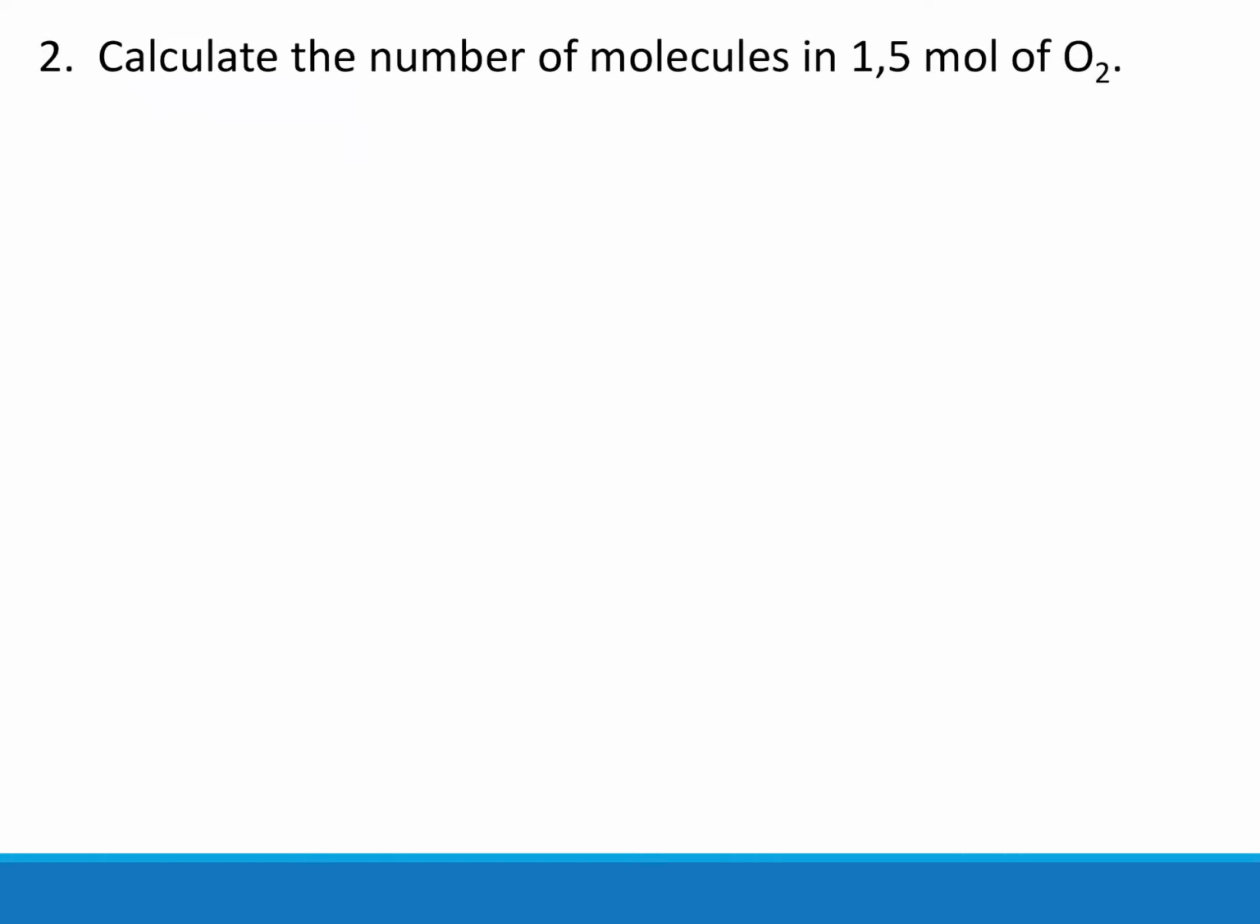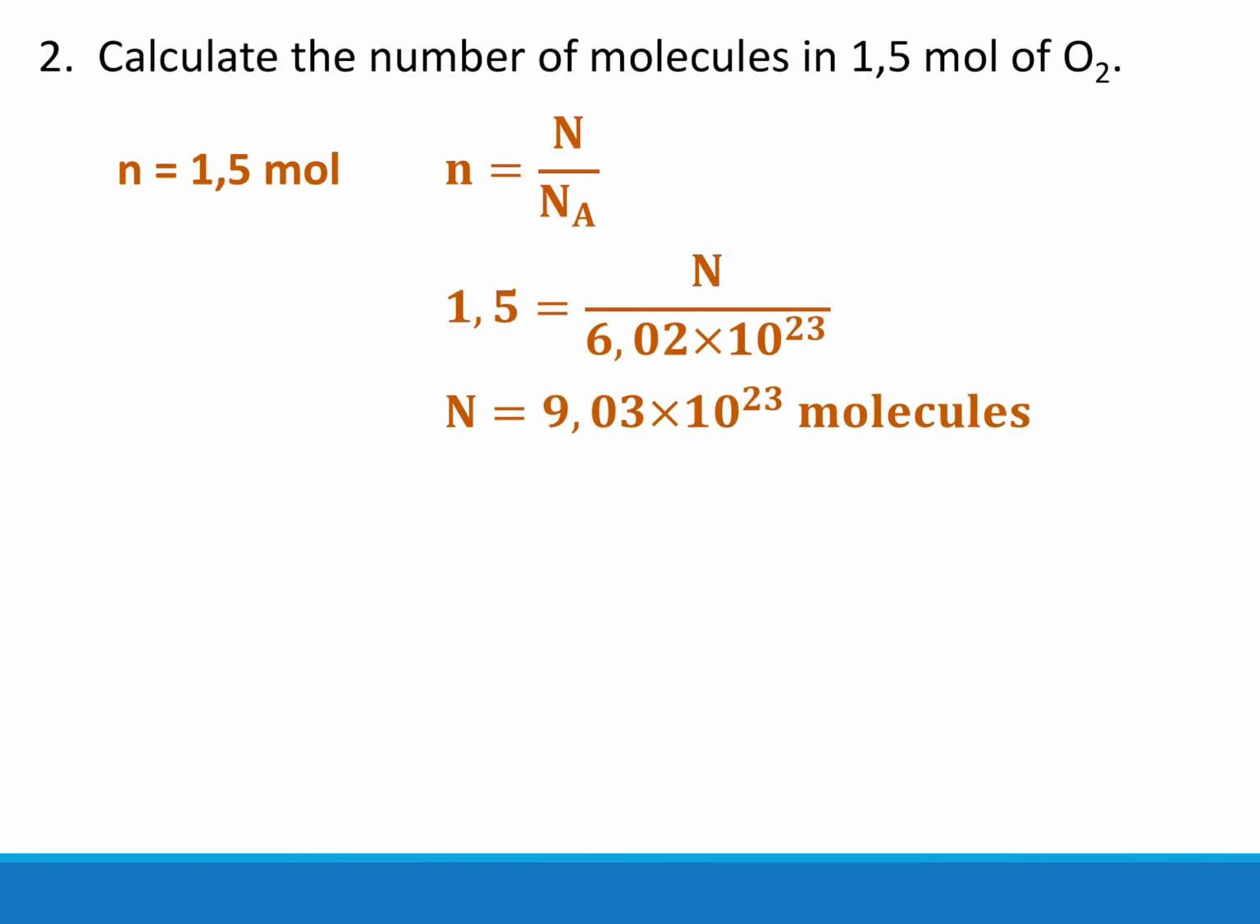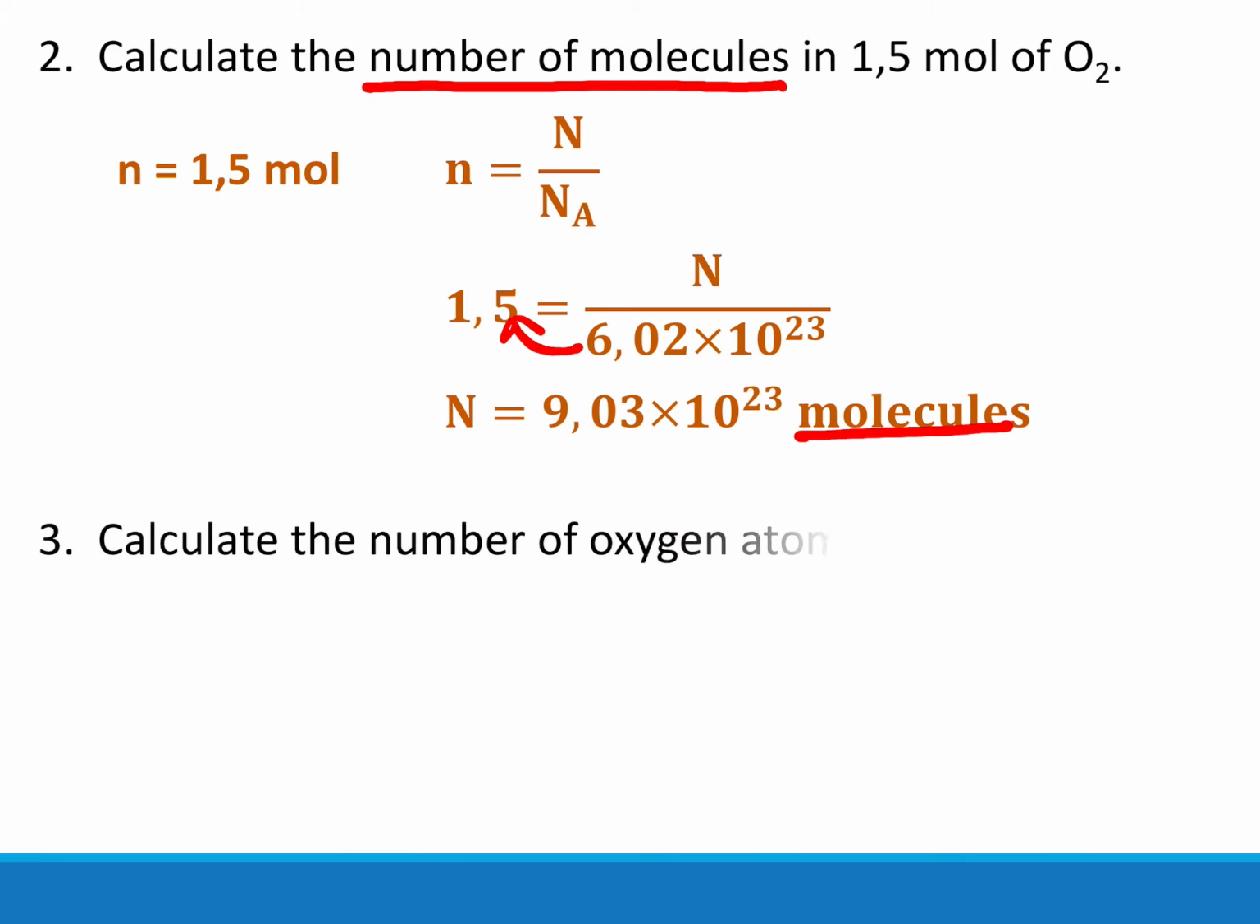I want the number of molecules in 1.5 moles of O2. Well, n equals 1.5. Same thing as we just did. Okay, remember to get that on its own, I'm going to times on both sides by 6,02 times 10 to the 23. Now I put molecules because the question asked for number of molecules. Now they want the number of oxygen atoms.